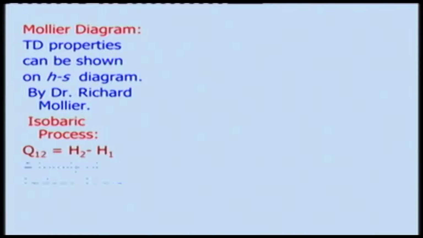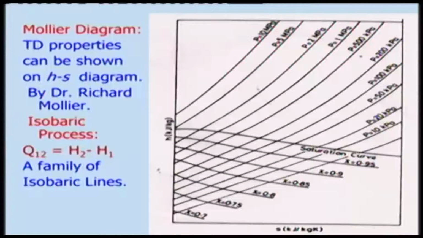And all these properties we have seen are basically temperature, pressure, and specific volume. However, for thermodynamic properties, we need to talk in terms of entropy and enthalpy, because for our analysis we need them, and those properties can be shown on the h-s diagram. The h is the enthalpy and s is the entropy, and this diagram was made by Dr. Richard Mollier. Therefore, this diagram is known as the Mollier diagram, right. So, this diagram will be looking like that. h is plotted here against the entropy s.